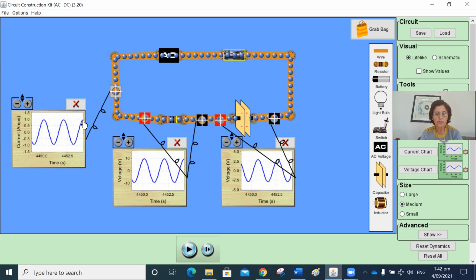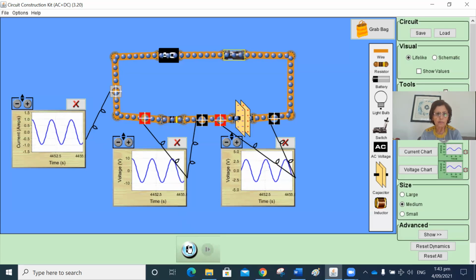Now, if you look at this trace over here, at this particular time, current is almost maximum, and the voltage across the resistor is maximum. Or we can say that current and voltage across the resistor are in phase. They become maximum at the same time, and then they become minimum at the same time.